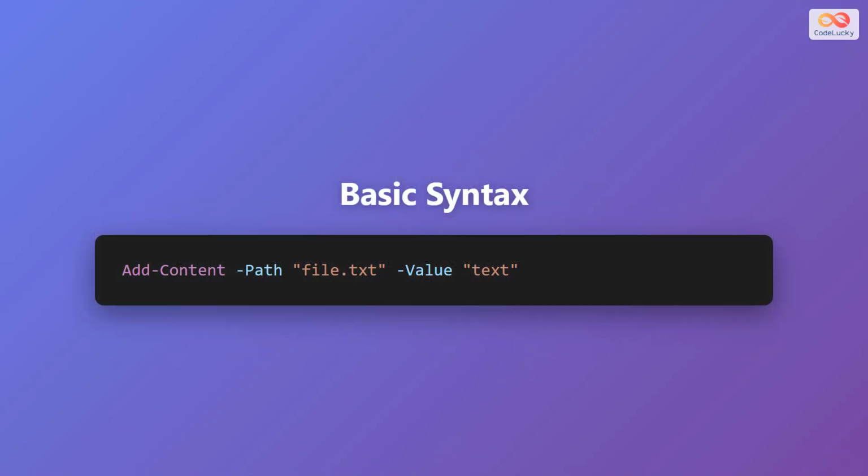The basic syntax for Add-Content is straightforward. You use the cmdlet name Add-Content, followed by the Path parameter to specify which file you want to append to, and the Value parameter to specify what content you want to add. The Path parameter tells PowerShell where the file is located, and Value contains the actual text or data you want to append. Both parameters are essential for the cmdlet to work properly.